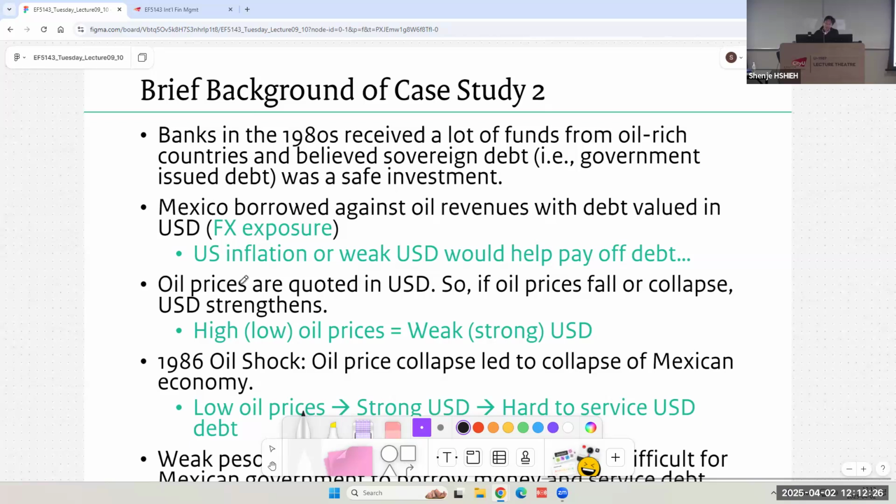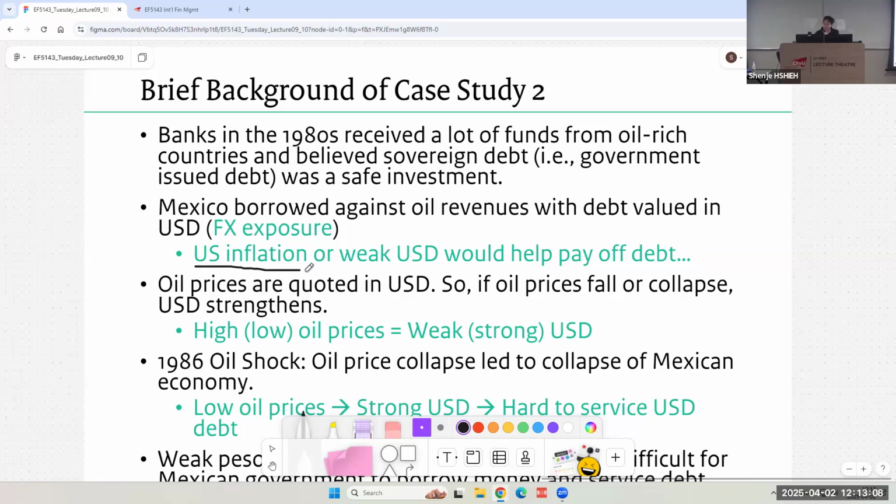All right, so let me give you a brief background of the case. The case takes place in the 1980s. You're a bank, trying to help Mexico restructure because they're going to default on their government-issued bonds, which they decided to issue in U.S. dollars. Why did they do that? Well, during the 1980s, there was an oil price increase over time, meaning that the dollar was weak, and oil-rich countries such as Saudi Arabia and Mexico could sell their oil for a lot of money. And a weaker U.S. currency is great because they can buy U.S. dollars on the cheap, especially if there's high inflation.